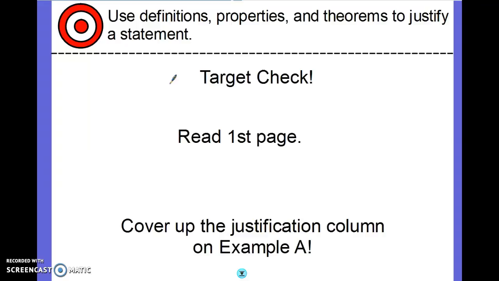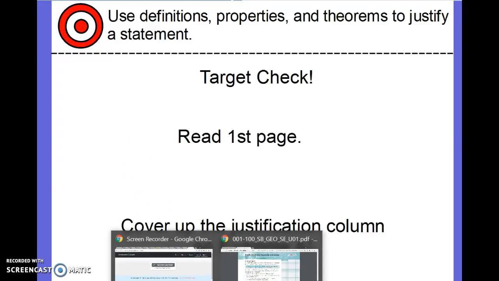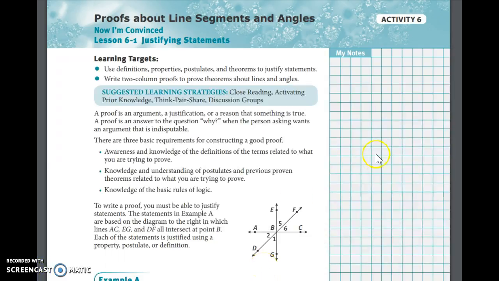Okay? So you should have a piece of paper, or actually a packet, that looks something like this on the front page. Okay, so let me go ahead and read through the first part of this with you. It says a proof is an argument, a justification, or a reason that something is true. A proof is an answer to the question why when the person asking wants an argument that is indisputable.